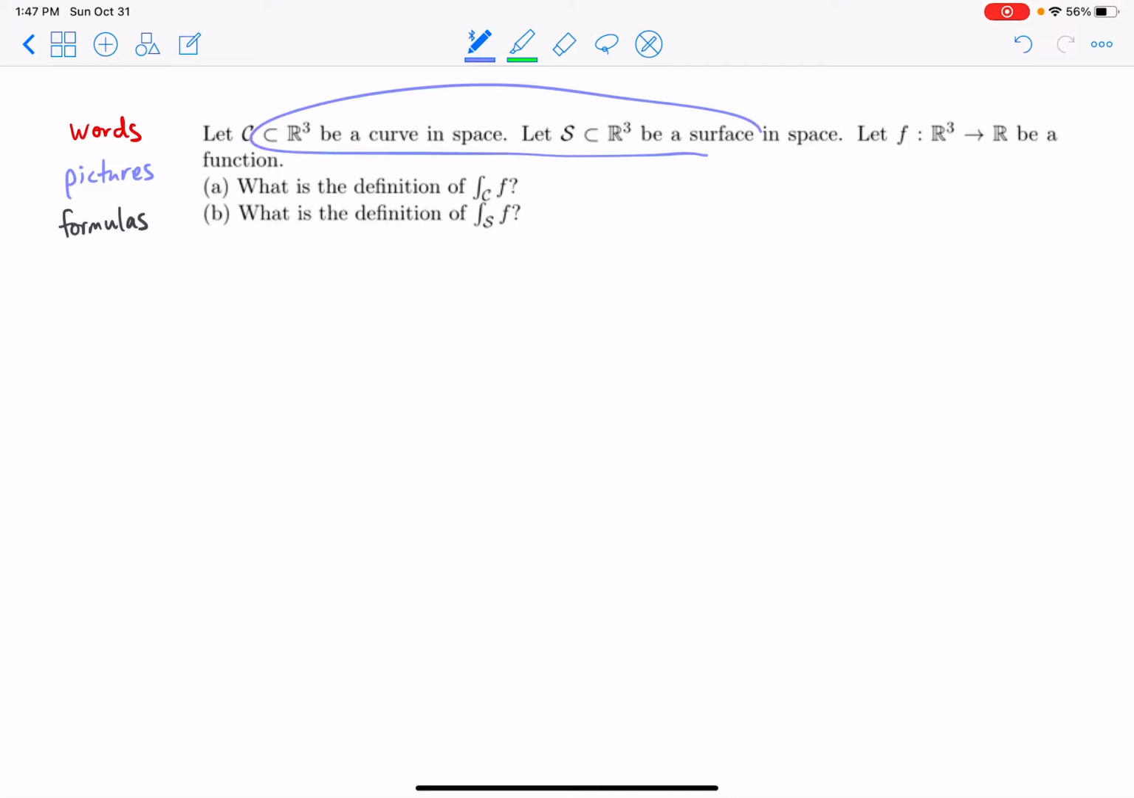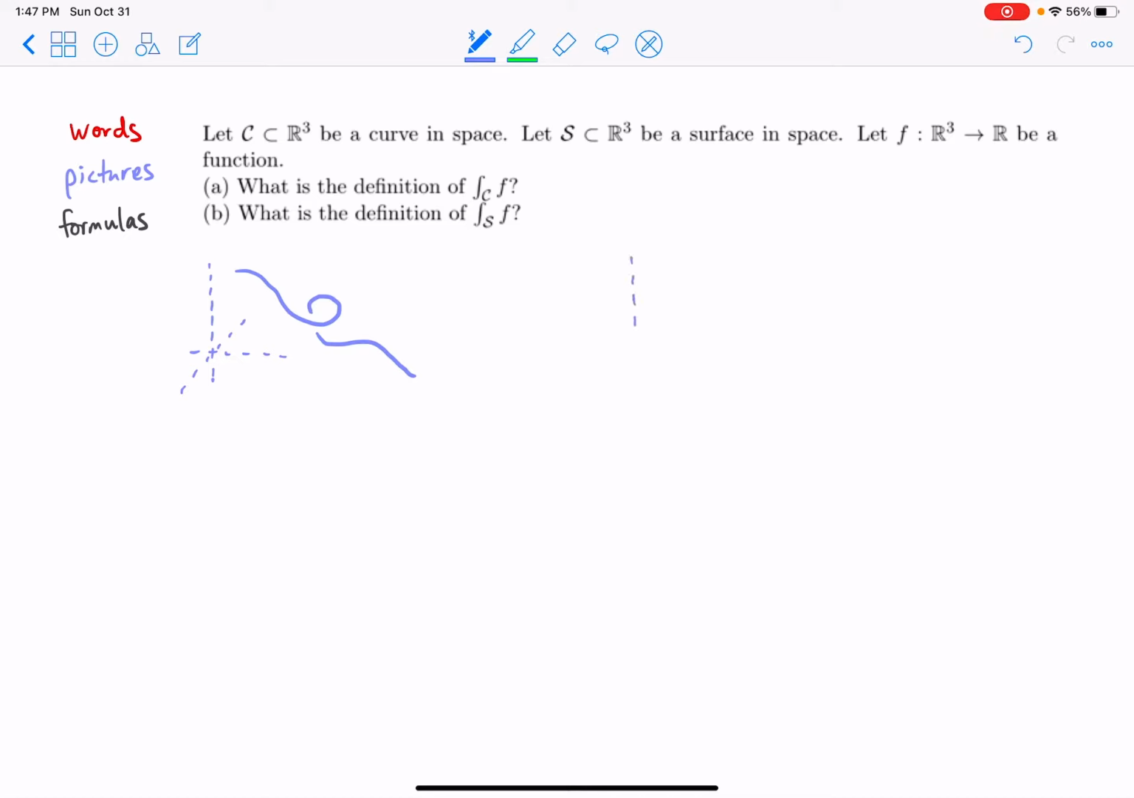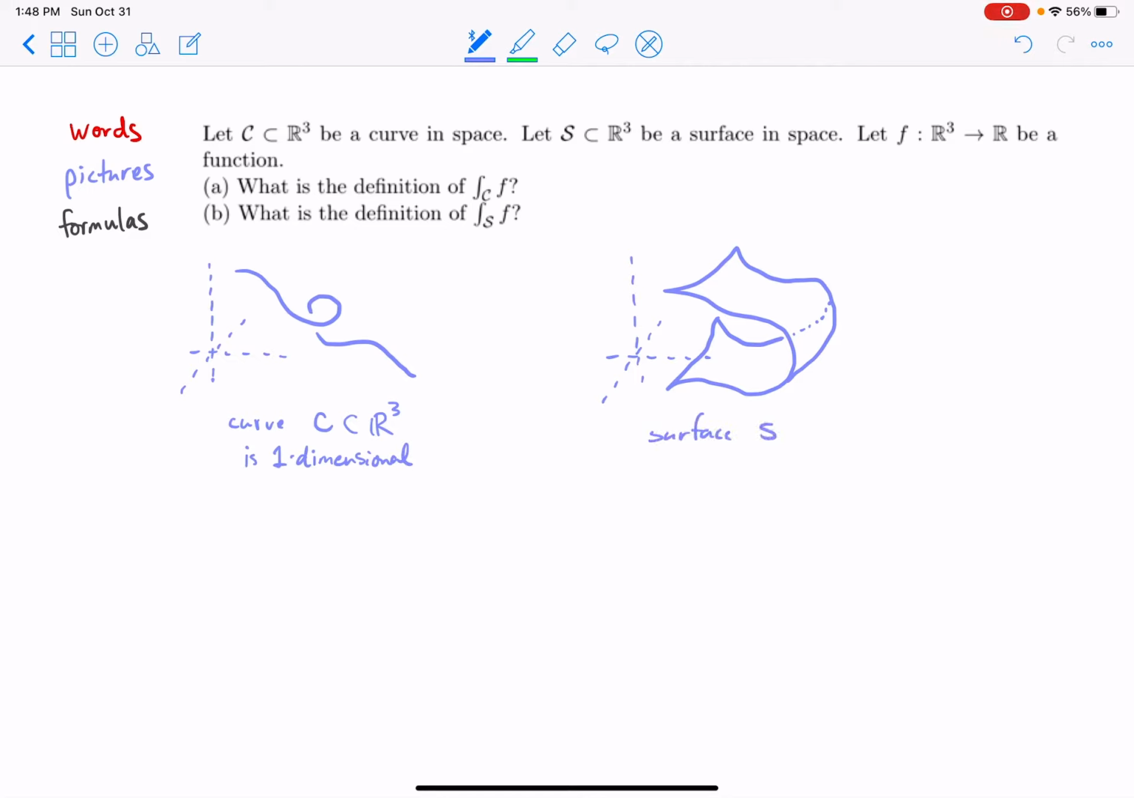Now first, let's just draw a picture. There's space, and I have some curve going through space. Okay. And then here's another picture of space. And this time I'll draw a sort of interesting looking surface that's in space. Okay. So a curve that I'm calling C, it lives inside of R3, is one-dimensional. A surface, I'm calling it S, it lives inside of R3, is two-dimensional.